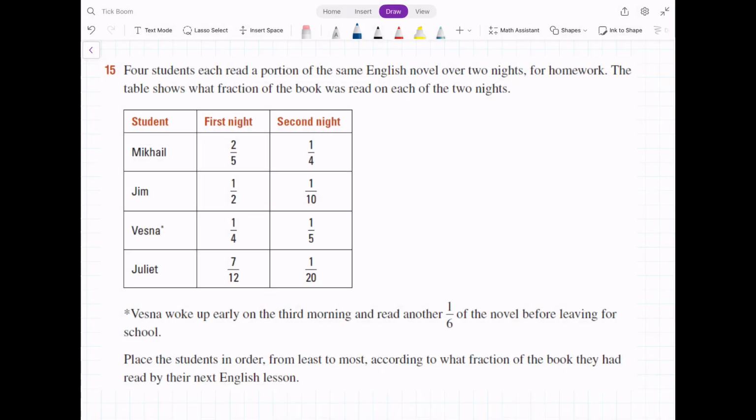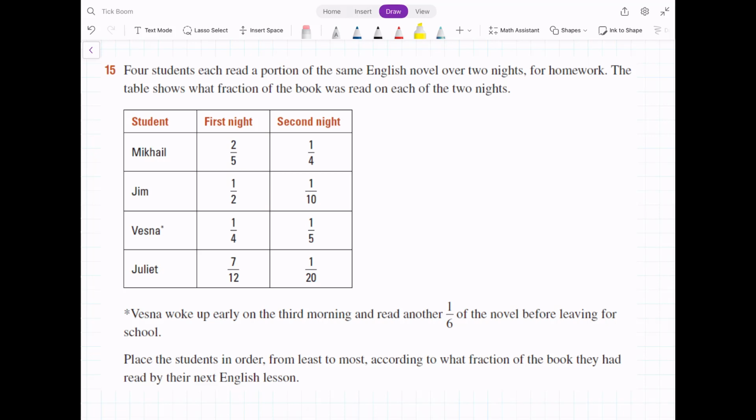Hi Year 7, in this question we read that 4 students each read a portion of the same English novel over 2 nights for homework. The table shows what fraction of the book was read on each of the 2 nights. And here we have this table where we've got 4 students, Mikhail, Jim, Vesna and Juliet. And we're told what fraction of the book they read on the first night and the second night.